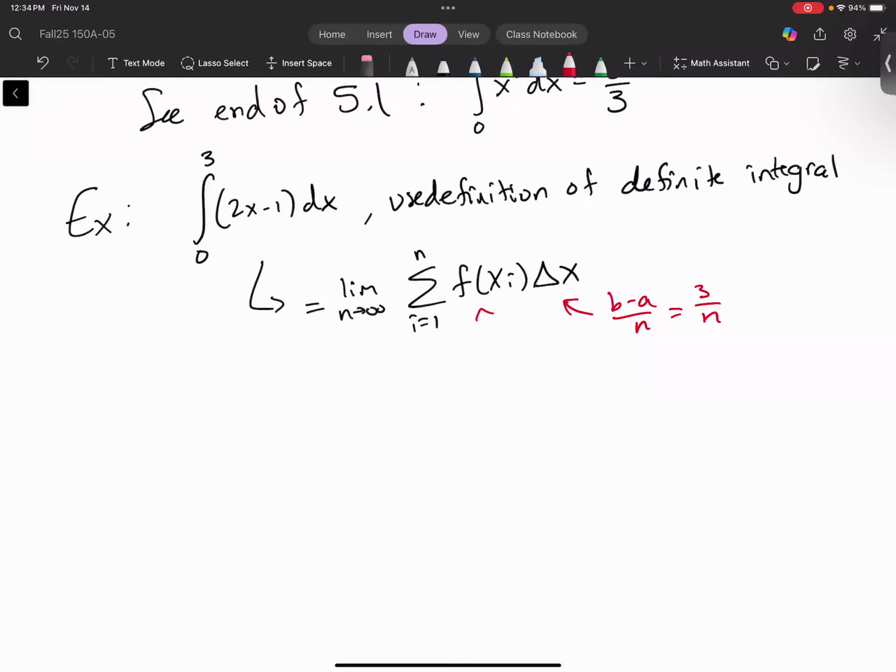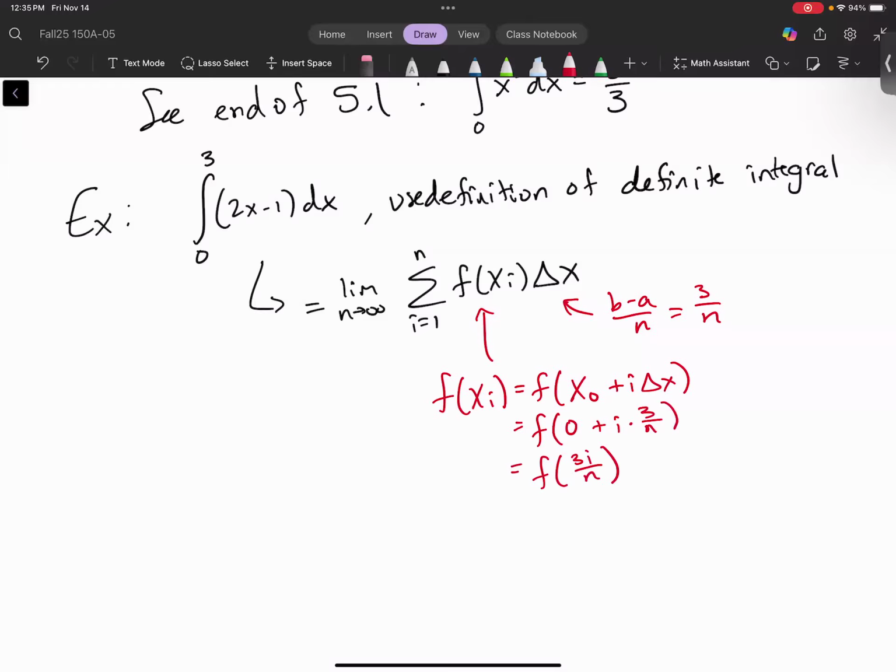Then f of xi, that's going to be f of x naught plus i delta x. Okay, and we know all those pieces. x naught is 0, i is just i, delta x is 3 over n, and that's multiplication. So this is f of 3i over n.